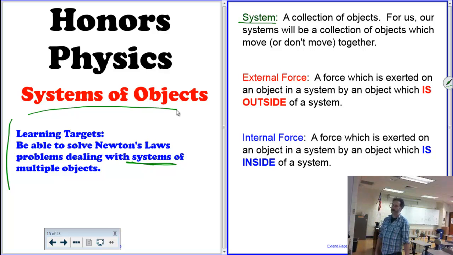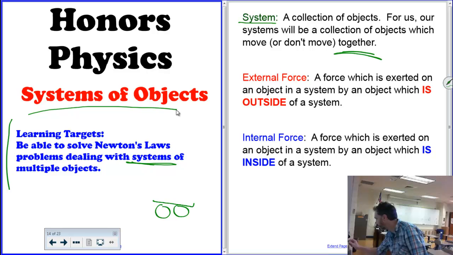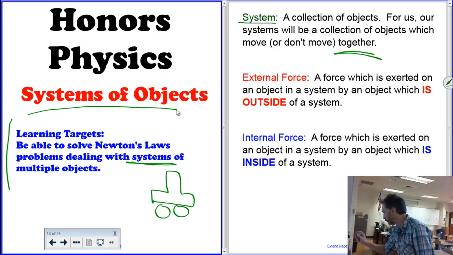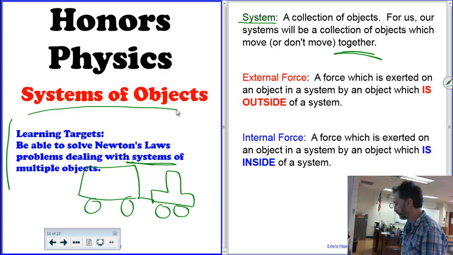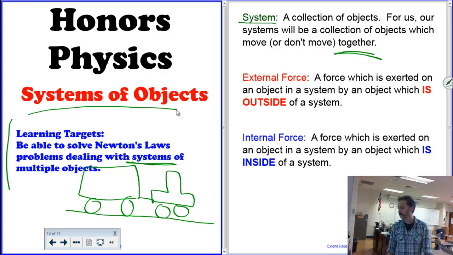For us, usually either the system won't move, so the objects won't be moving, or if they are moving, they'll be moving together, okay? So a simple example would be a semi-truck. That's probably an easier example. So here's our semi-truck pulling a trailer, right? Okay, so when the semi-truck drives down the road, both the cab and the trailer move together, right? So that would be an example of a system, okay?